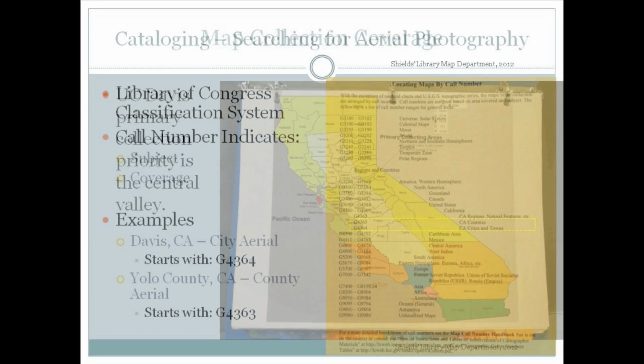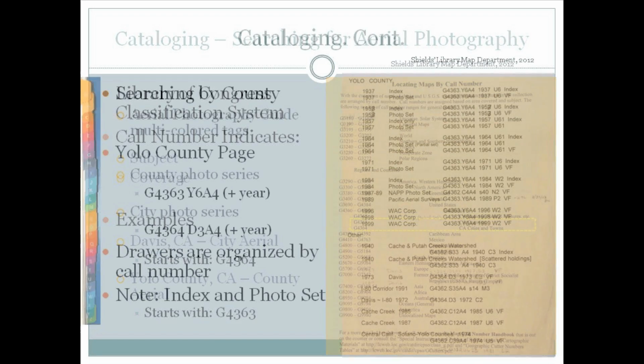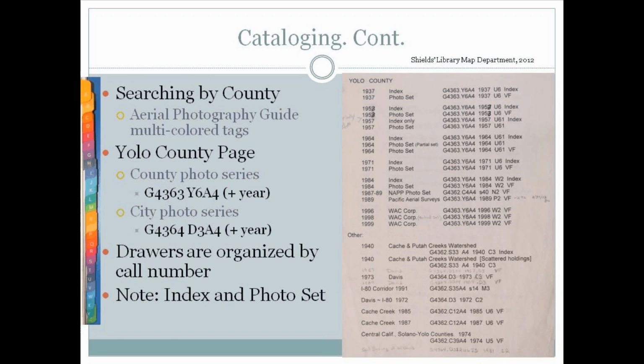The aerial collection is cataloged by the Library of Congress classification system. The call number indicates the map's subject and coverage. For instance, aerial photographs for the city of Davis will be located under G4364, and Yolo County maps will be under G4363. This is only the first part of the map call number. We can narrow down our maps further by continuing to use the aerial photography guide.